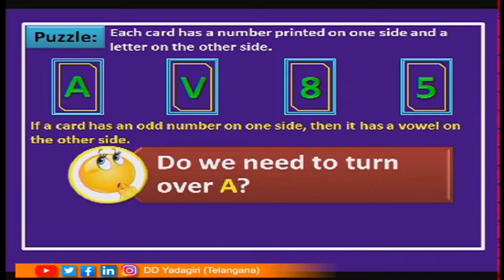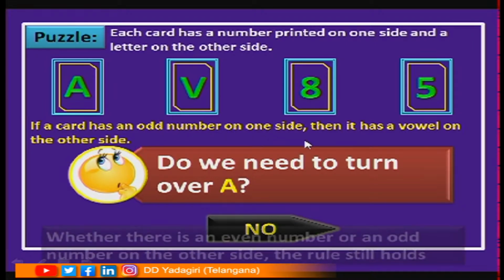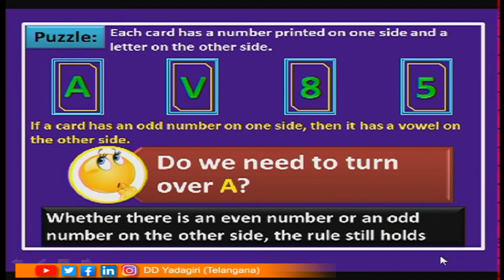So, for the first, let us check, do we need to turn over this A, that is, this card, or not? No. Why do we not need to turn this card? Because if you see, A is a vowel. So, when you turn this vowel, on the other side there can be any number, because the rule states that an odd number on one side should have a vowel on the other side, but if there is an even number or odd number on the other side, the rule still holds good.